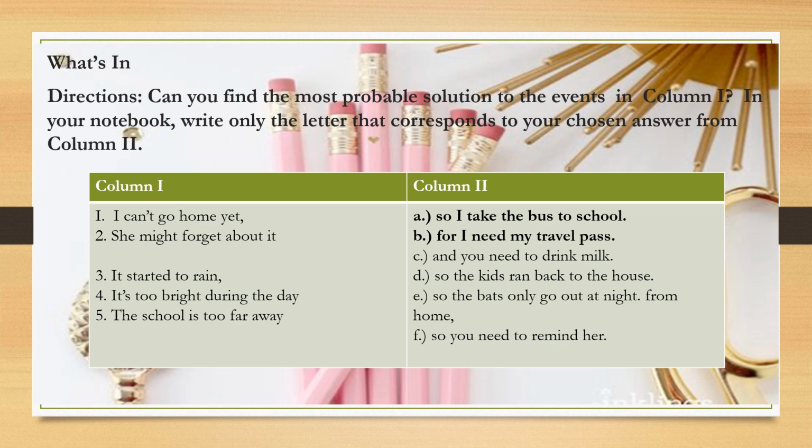For column 2, the choices, you have letter A, so I take the bus to school. Letter B, for I need my travel pass. Letter C, and you need to drink milk. Letter D, so the kids ran back to the house. Letter E, so the bats only go out at night from home. And letter F, so you need to remind her.